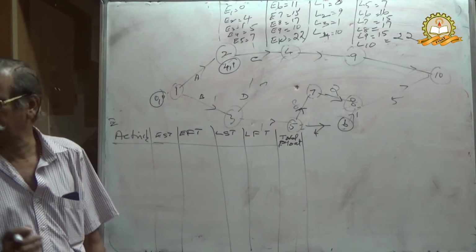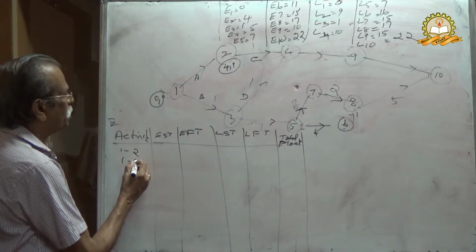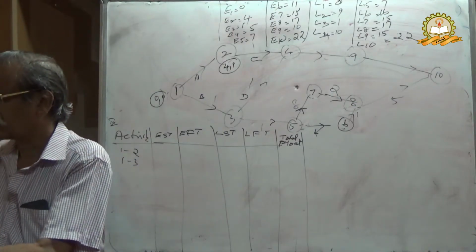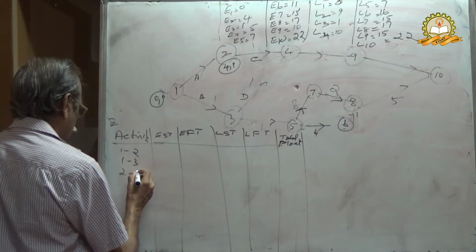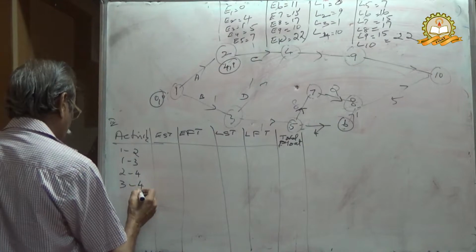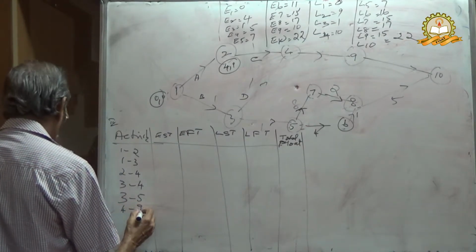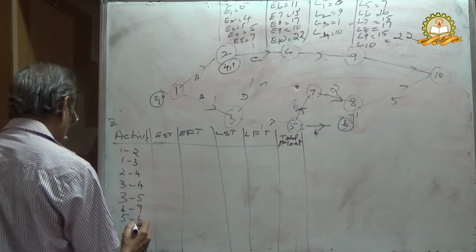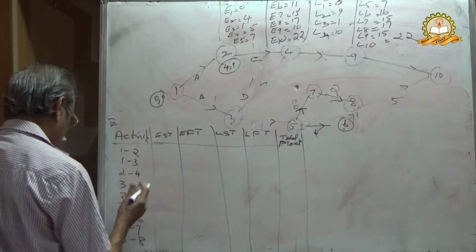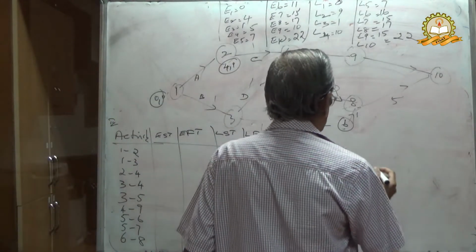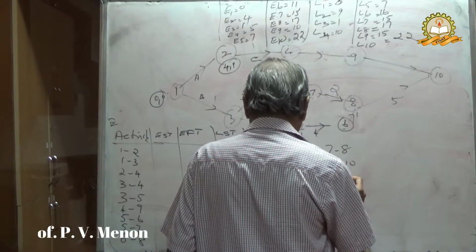Now you write the activity, given activity. Given in the question: activity 1 to 2, 1 to 3, then you have 2 to 4, 3 to 4, 3 to 5, 4 to 9, 5 to 6, 5 to 7, 6 to 8, 7 to 8, 8 to 10, 9 to 10.